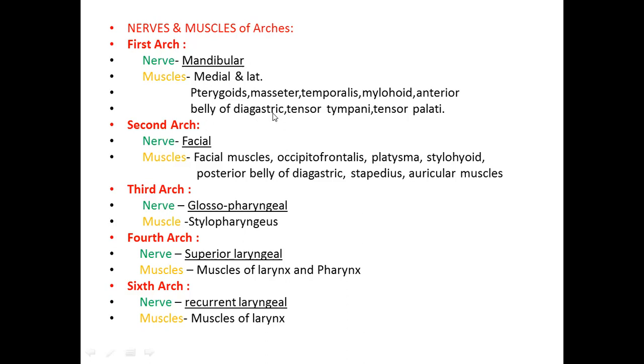Anterior belly of digastric developed from the first pharyngeal arch, and we know that the first pharyngeal arch nerve is the mandibular nerve. So this anterior belly of digastric is supplied by one branch coming from the mandibular nerve. While the posterior belly, you can see here, is derived from the second pharyngeal arch, and the nerve of the second pharyngeal arch is the facial nerve. So this posterior belly of digastric is supplied by one branch from the facial nerve.